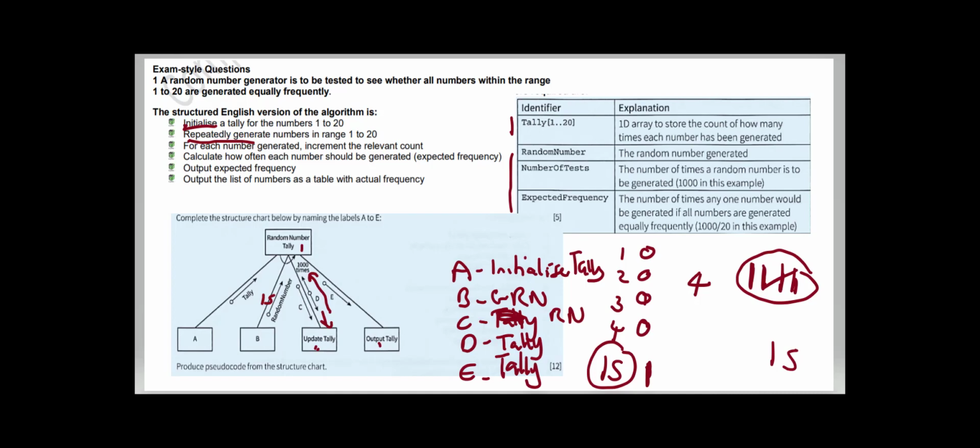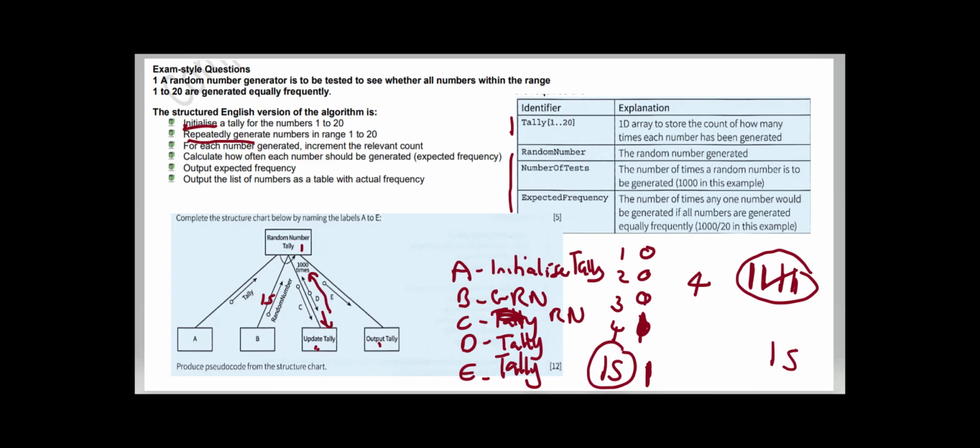If the next number is 6, or let's say 3, it's going to update our update tally by 1, where the random number was 4. So we do need to pass this random number into update tally. And finally, E, we need to actually output our tally again. So we need to pass tally. So tally has been used a lot.